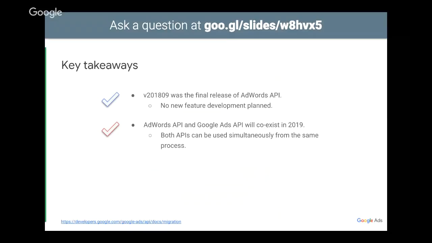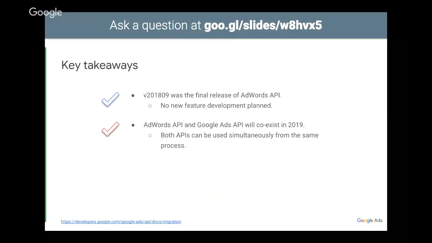But an important point is both the AdWords API and the Google Ads API will coexist in 2019, and not just coexist, they can actually be used simultaneously in the same code base and in the same process. So you can actually have both of these client libraries installed in your code, running side by side, making common requests to both APIs in the same environment, and things will just work.